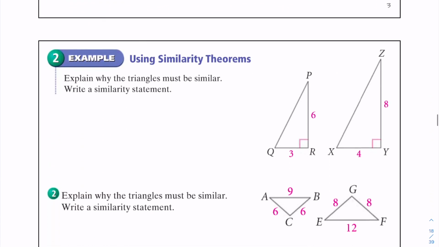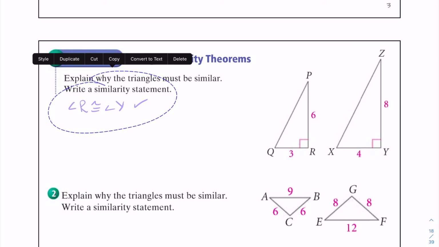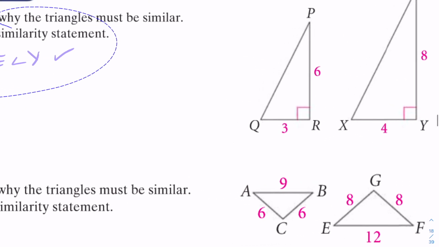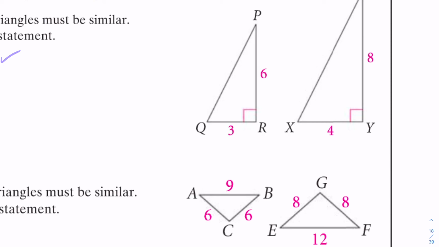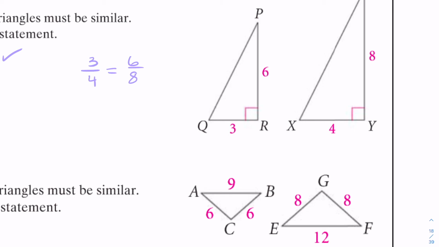Okay, the second one. All right, looks like we have angle Q is congruent to angle R is congruent to angle Y. So that's my first piece of information I need. Now I need to determine proportional sides. So I'm going to do 3 over 4. Does that equal 6 over 8? And again, you can simplify these or cross product them. I'm just going to simplify them like this. 3/4 equals 3/4.